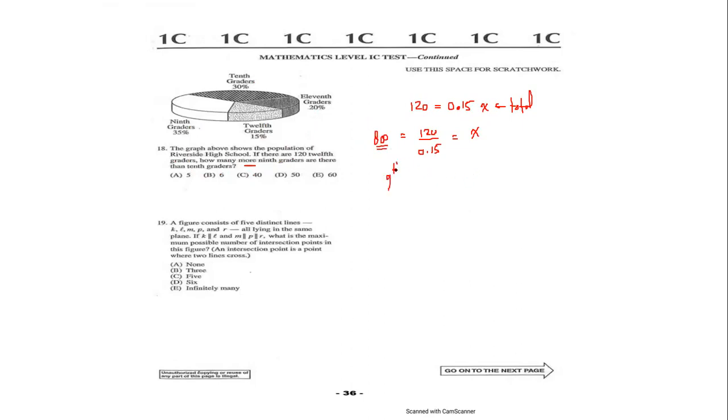So find the ninth graders. Ninth graders, 35% times 800. Yes, the calculator also gives 280. Yes. He said more than what, 10th graders. So I get the 10th graders too. I see above 10th grader 30, so 0.30 of 800, and this is going to equal 240. Yes. Subtract them together, gives what? 40. So my answer is 40. C.